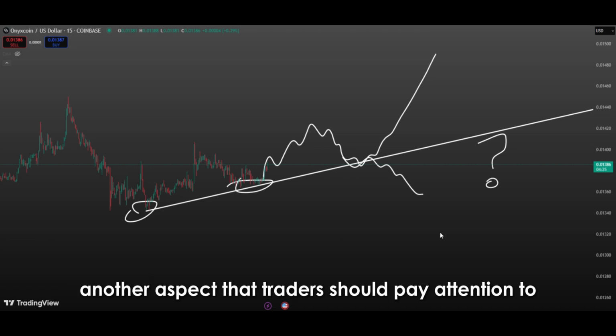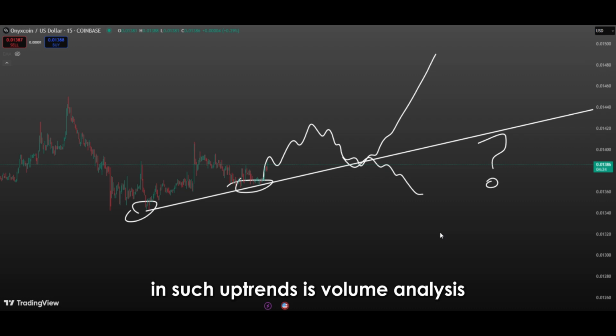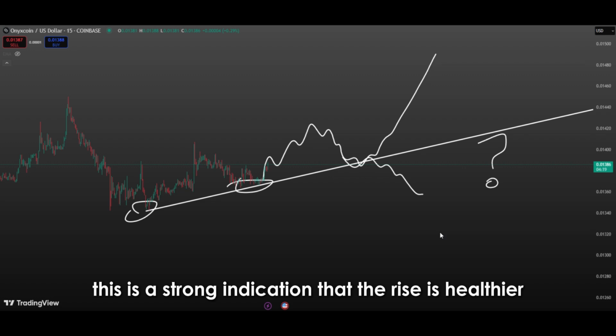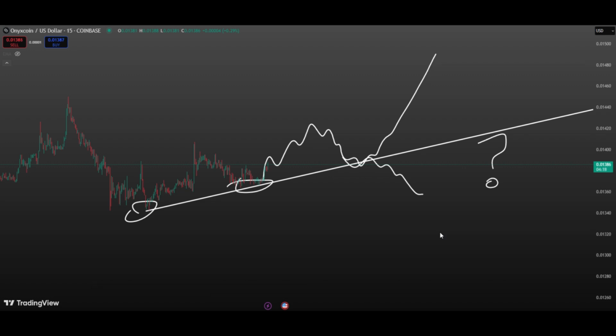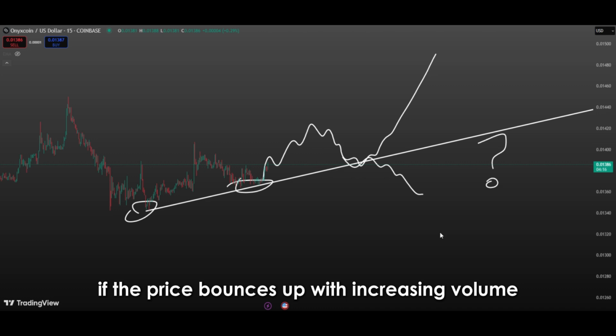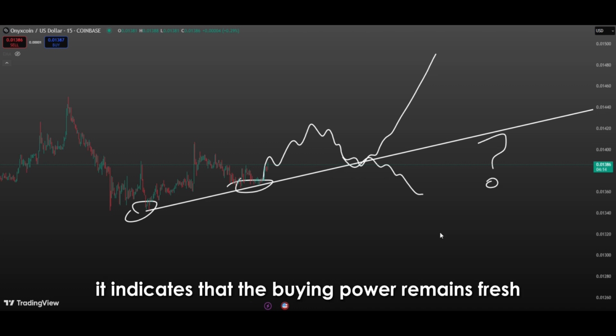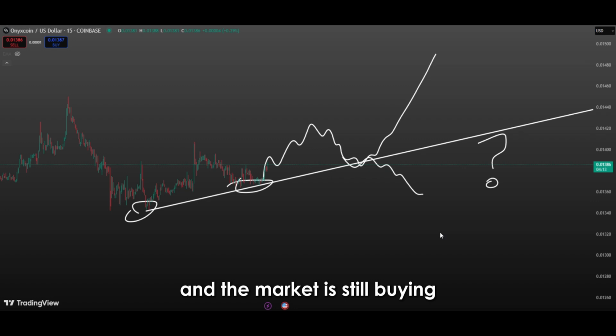Another aspect that traders should pay attention to in such uptrends is volume analysis. If there is an increase in volumes while the price is in a rising structure, this is a strong indication that the rise is healthier and more sustainable. If the price bounces up with increasing volume, especially at the lows, it indicates that the buying power remains fresh and the market is still buying.